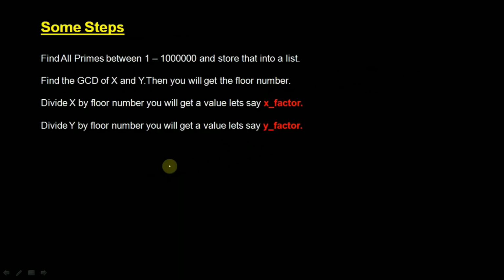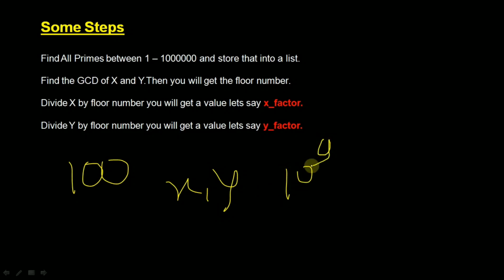Okay, let's follow some steps to solve this problem. As we discussed in the previous slide, the maximum number of test cases is 100 and the minimum is 1, and the value of x and y can be at most 10 to the power 9 and at least 1, and the same with m. It can be at most 10 to the power 6 and at least 1.